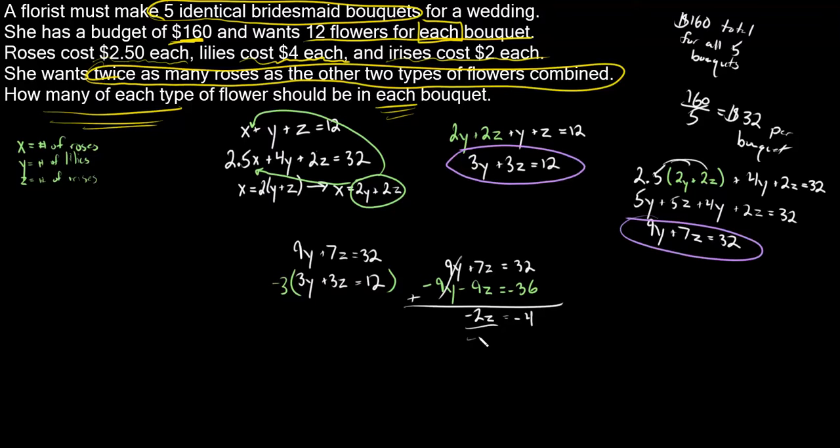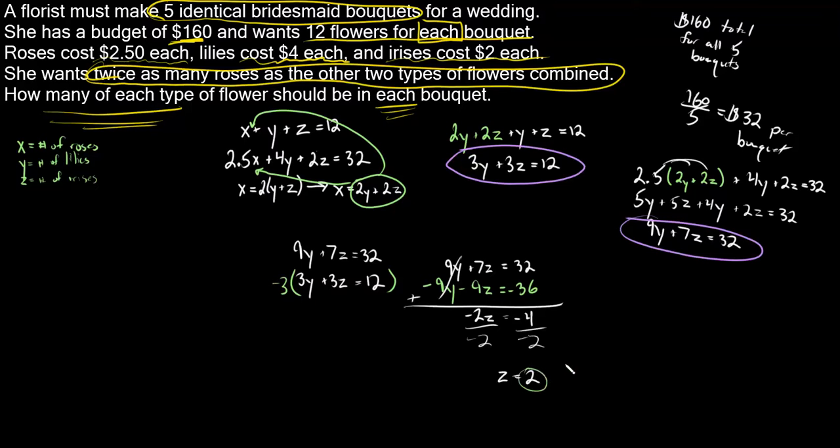So now I divide each side by negative 2, and I get z is equal to 2. So z is equal to 2, so that means that there are going to be two irises, okay? Always make sure that we're thinking about what this means. We're going to have two irises, all right? That's all that's going to be in each bouquet, okay? Two irises.